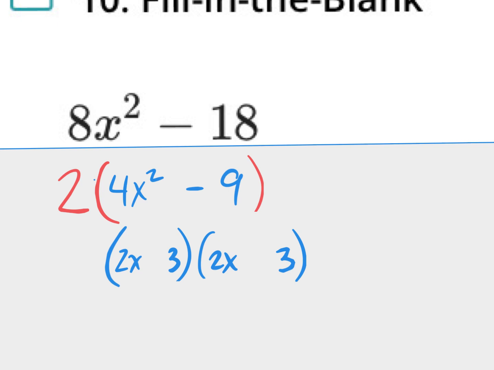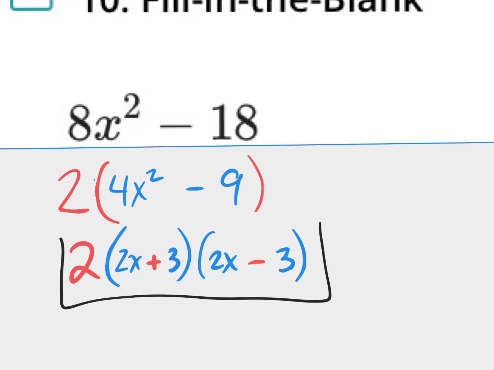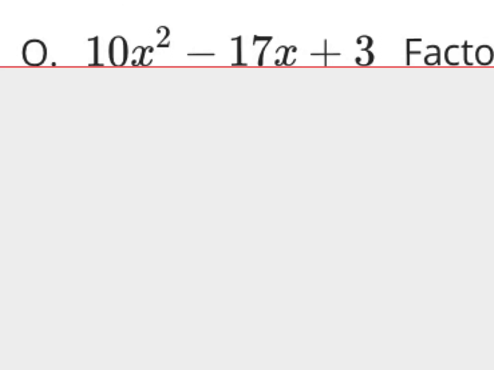And of course, in order to get 3 times 3 to give you a negative 9, one has to be positive and one has to be negative. And don't forget about that outside 2 that comes down. This is the completely factored form, and that's all there is to it. Let's move on.